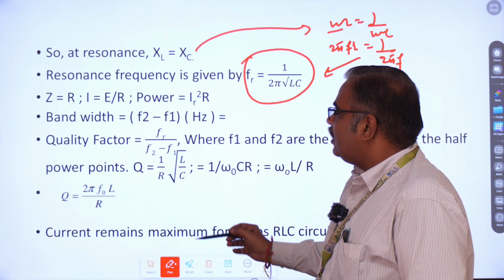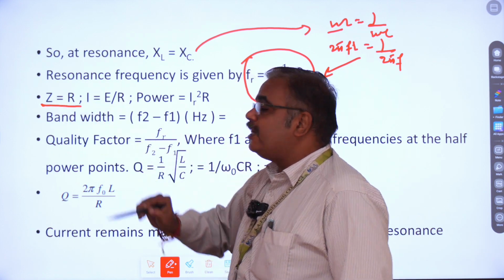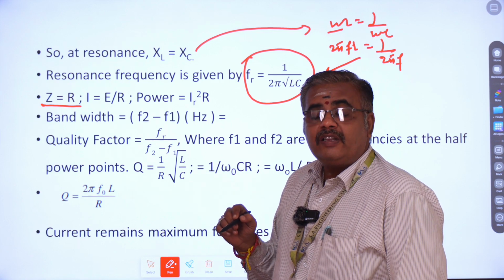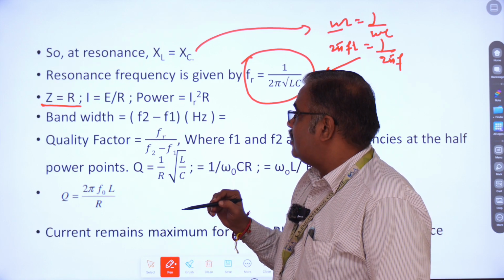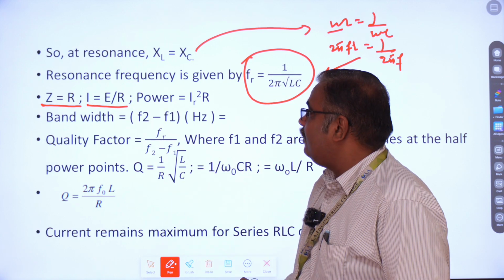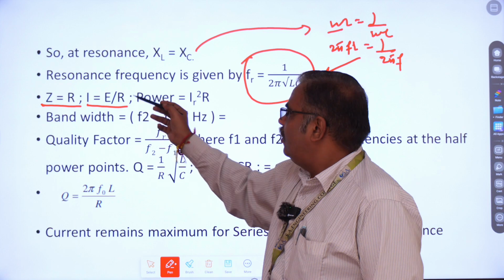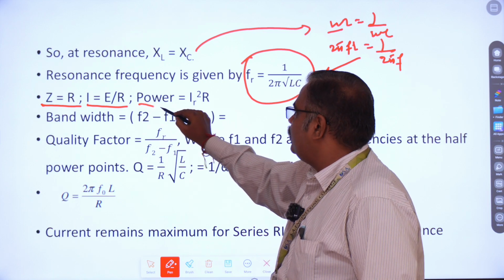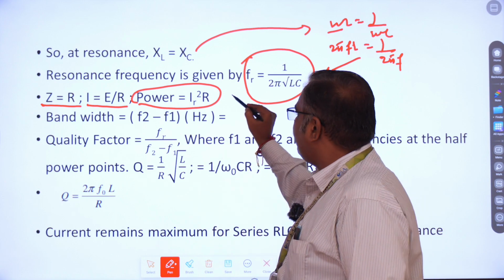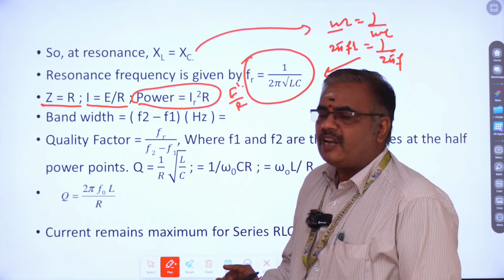And of course, from this, if you solve for frequency, you'll be getting 1 by 2 pi root of LC. Under resonance condition, the impedance value will be equal to resistance, and this confirms that the power factor is unity under resonance condition. And of course, the current at resonance will be I is equal to E by R. Here E is nothing but voltage; some references will have V. And I told you that power is nothing but I square R, or we can write this as E square by R also, under resonance condition.